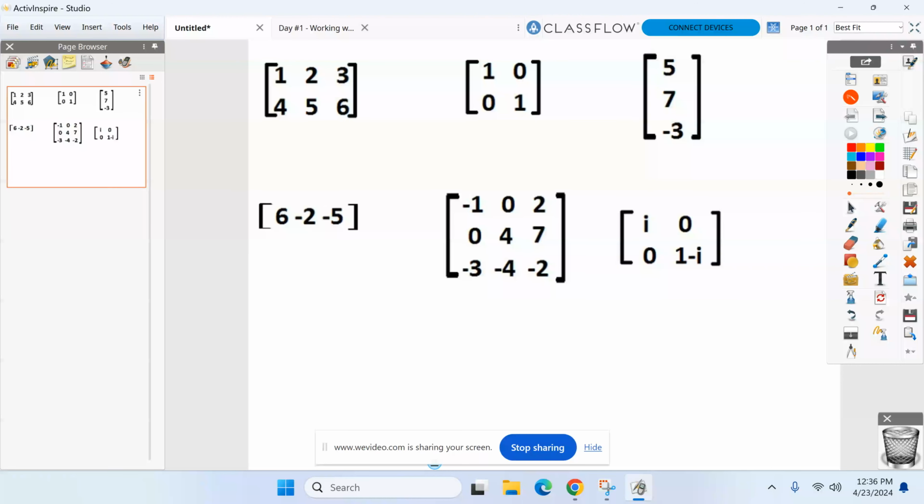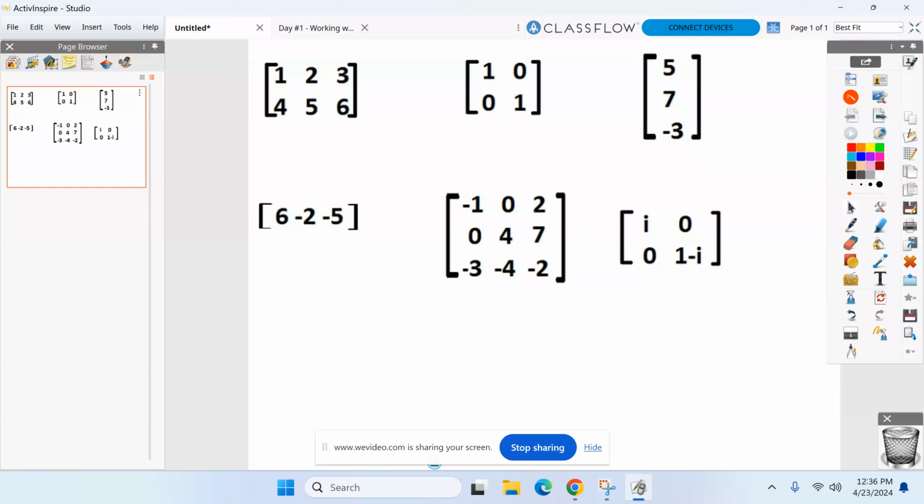Matrices, that's the plural for the word matrix. Up on the board, I have six different versions of a matrix. It's an arrangement of numbers, and those numbers will be in rows and columns. And it's always put inside that bracket, those numbers.